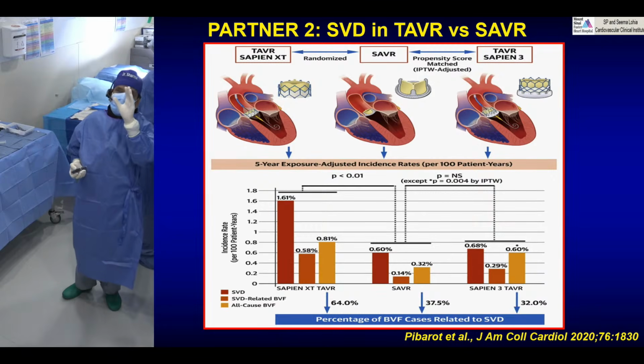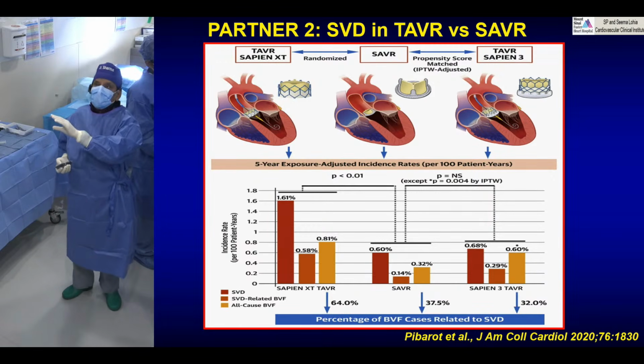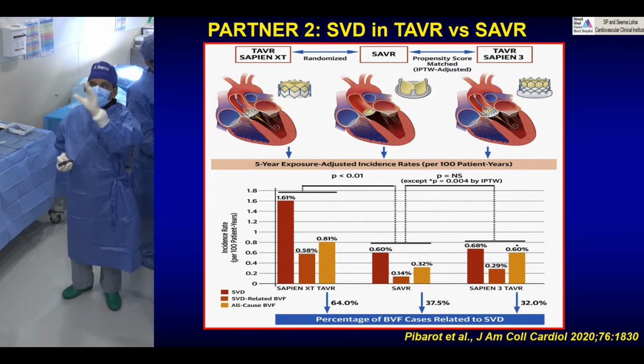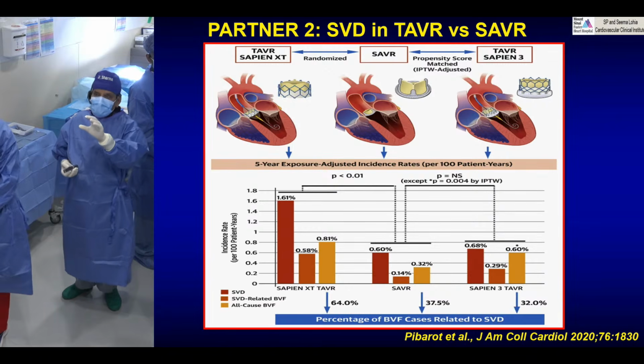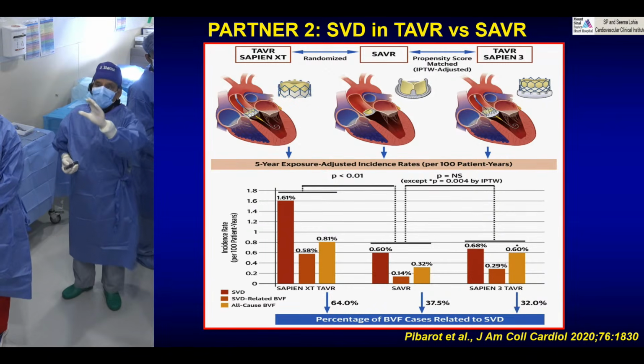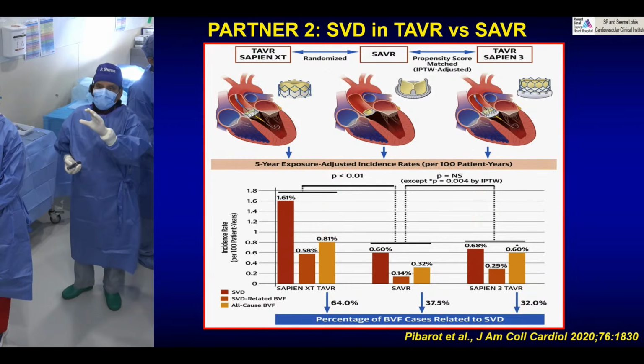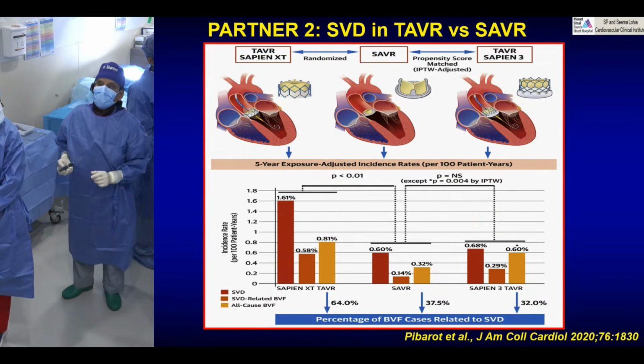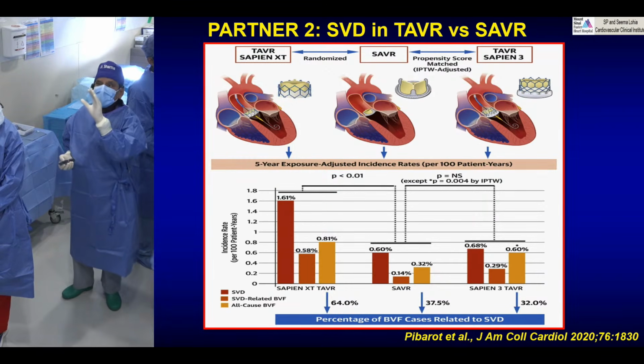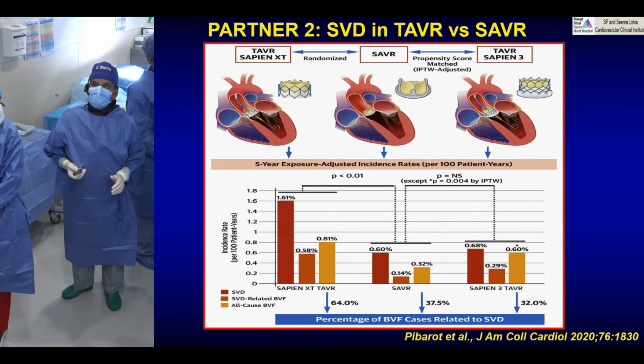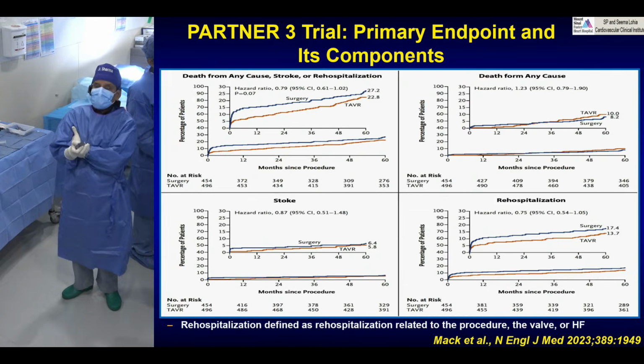Remember, they have the SAPIEN XT and then became SAPIEN-3. And it turns out the SAPIEN-3 outcomes were similar to the surgical valve in terms of the degeneration, whether it's bioprosthetic valve failure or structural valve degeneration, they were identical in the newer generation of the balloon-expandable valve, the SAPIEN-3.